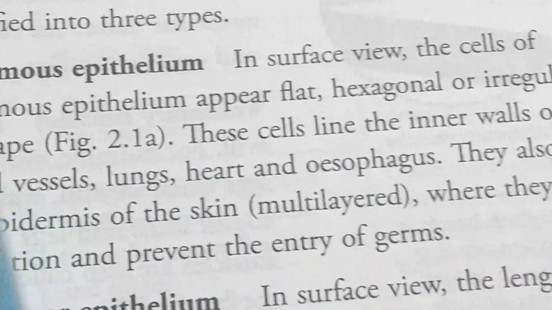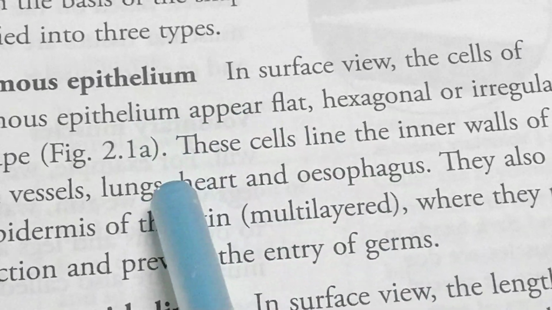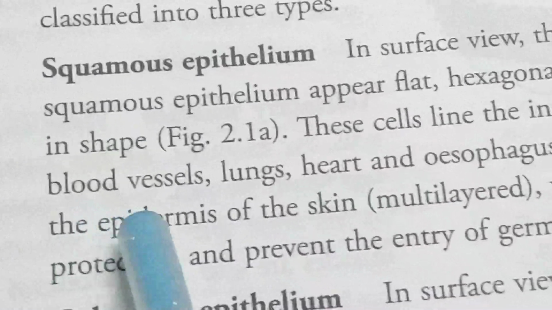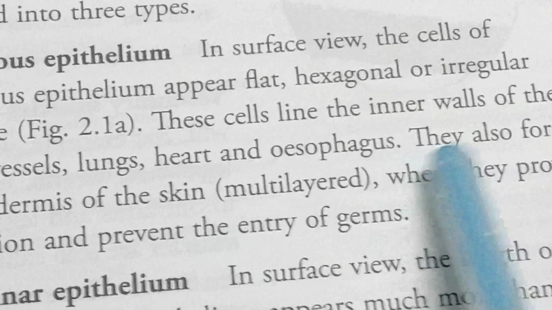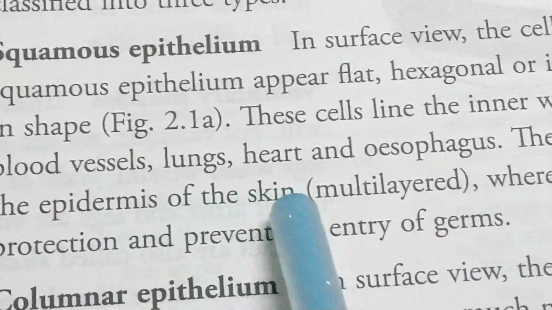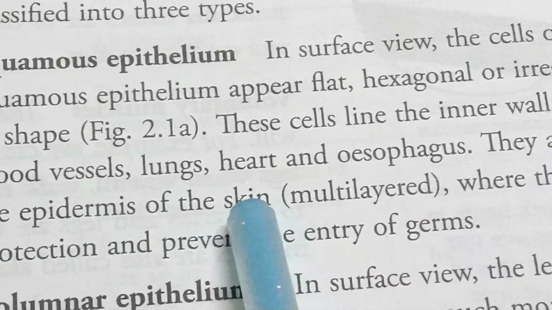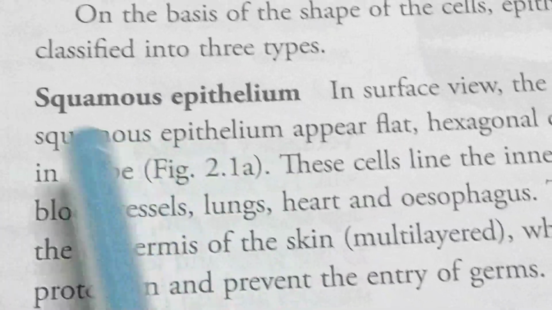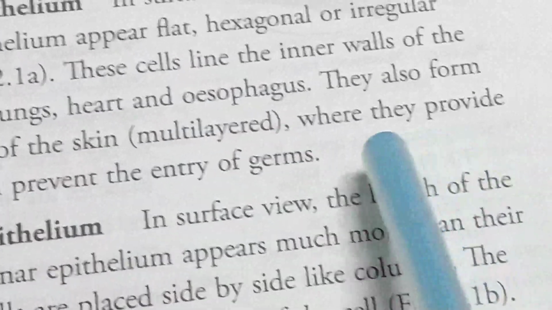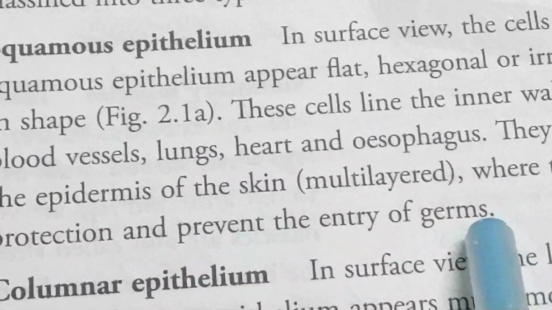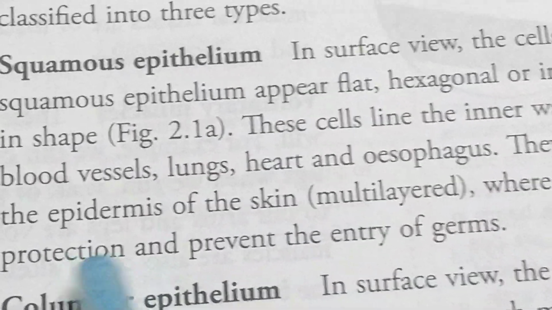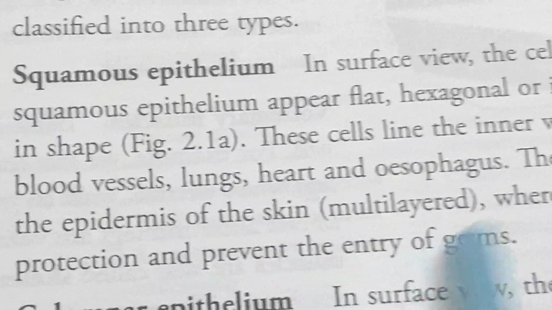So students, this line is very important. You will learn carefully. Basically, squamous epithelium cells are found in the inner lining of blood vessels, lungs, heart, and esophagus. They also form the epidermis of the skin, the outer layer of the body, where they provide protection and prevent the entry of germs. So what is the function of squamous epithelium? The squamous epithelium provides protection and prevents the entry of germs.